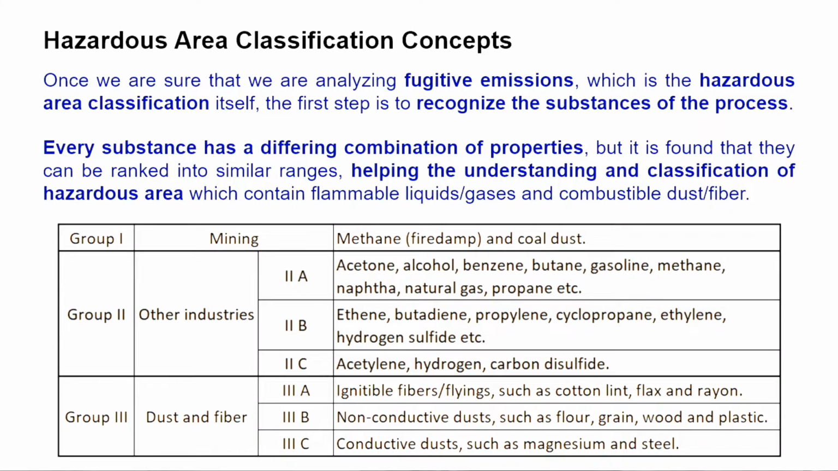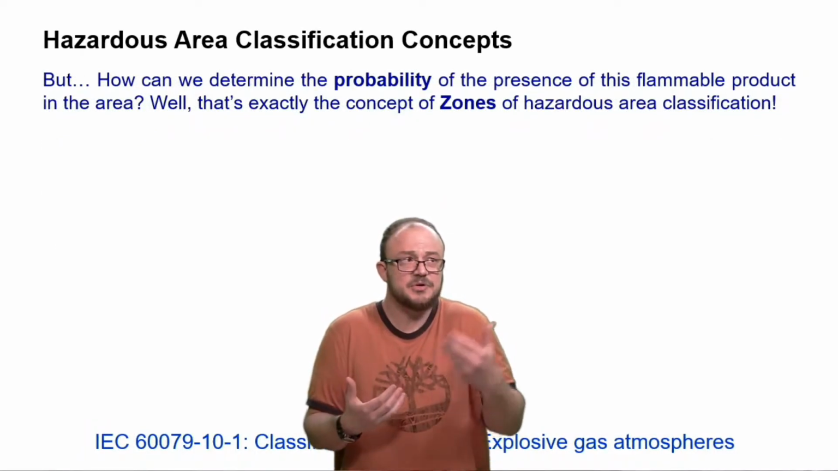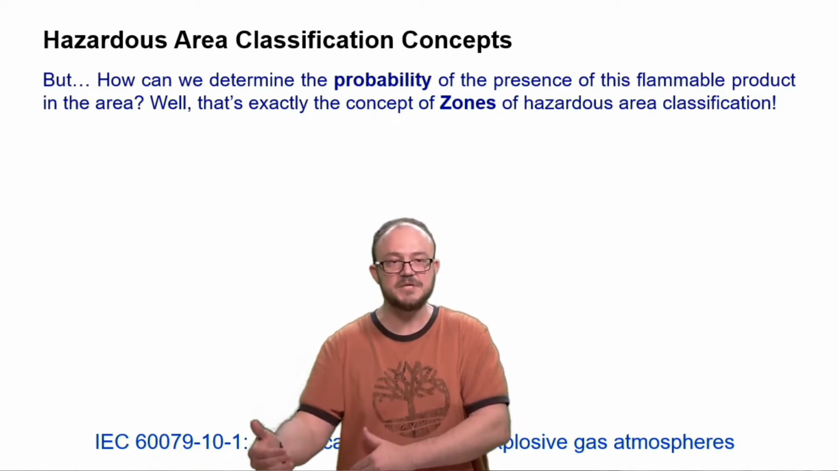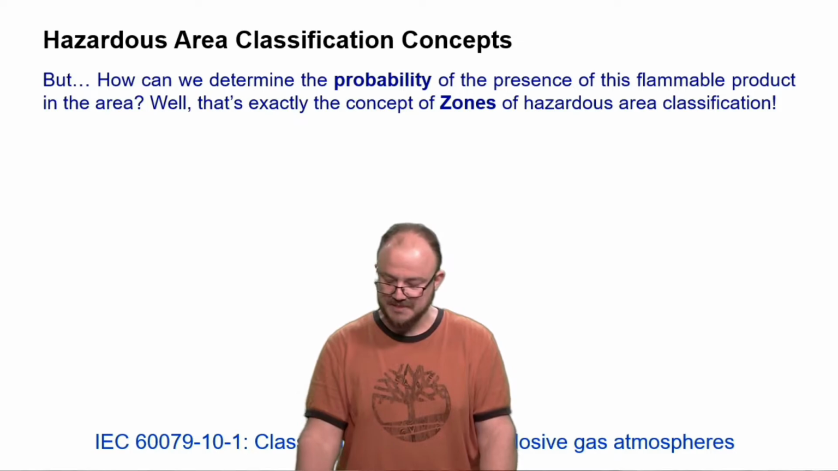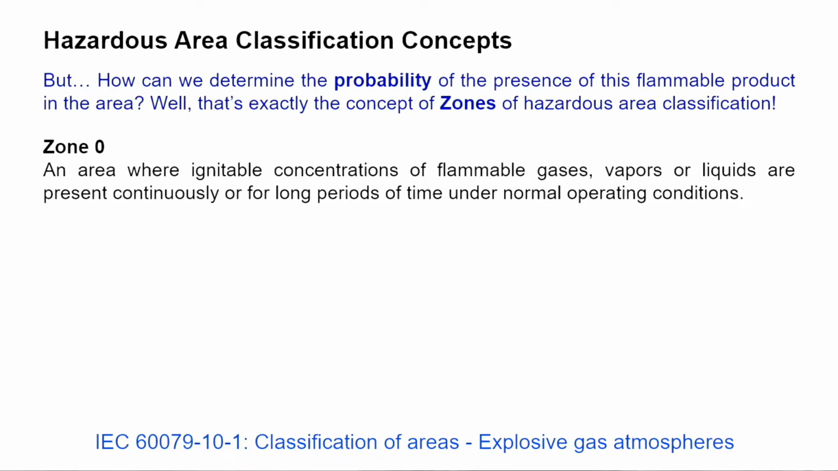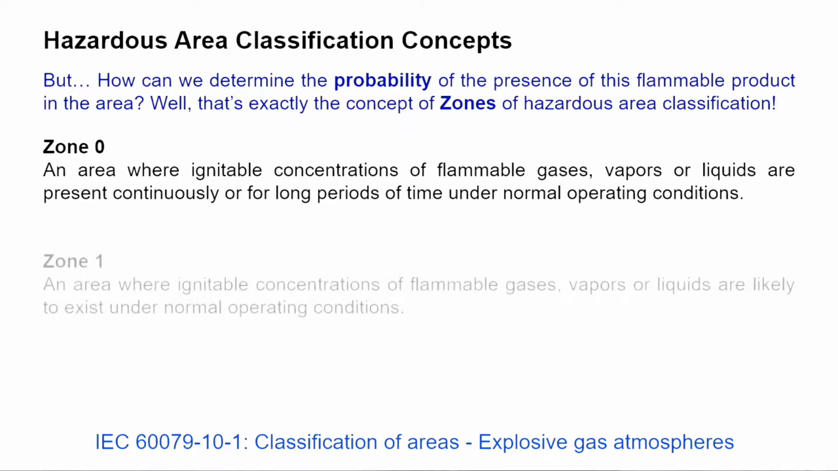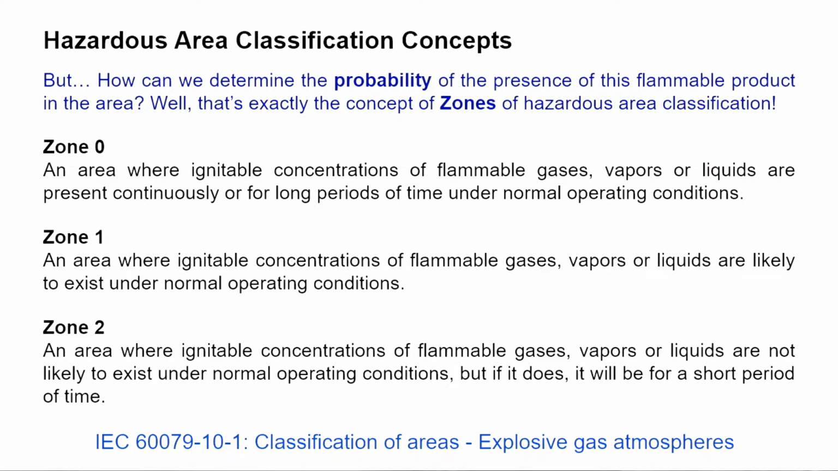However, there is something else. How can we determine the probability of having this fugitive emission in a place? That's the concept of zones. The concept of zones determines that we have zone 0, zone 1, and zone 2, where zone 0 means something that is continuous, something that always happens. Remember, in normal operation with fugitive emission, we are not talking here about leakage, we are talking about fugitive emissions. Zone 1, where it's likely to have this mixture in the air, and zone 2, where it's not likely to have it, and when it does occur, it will be for a short period of time.